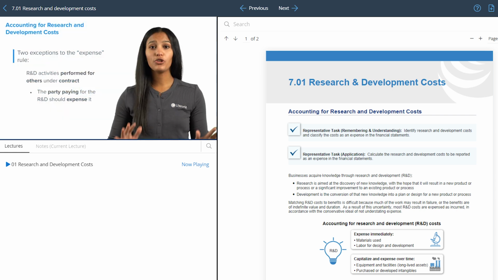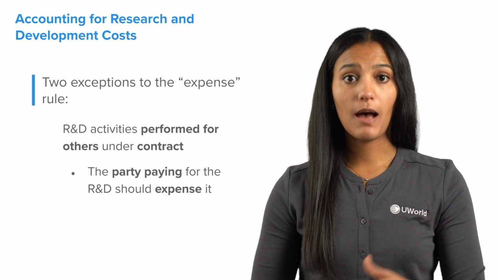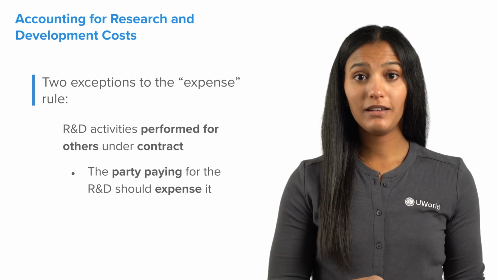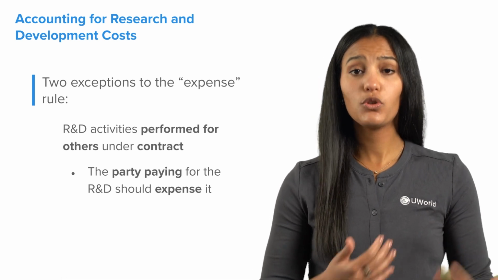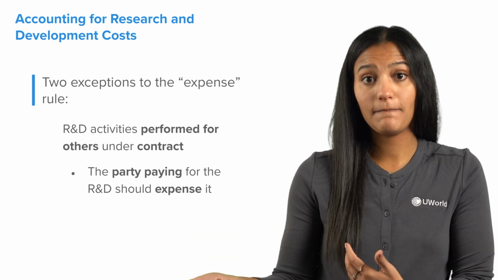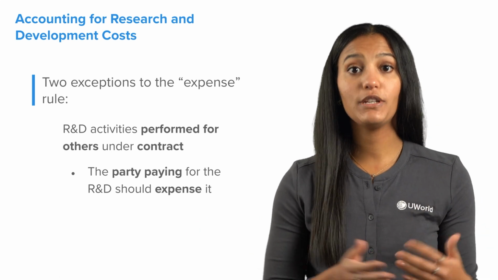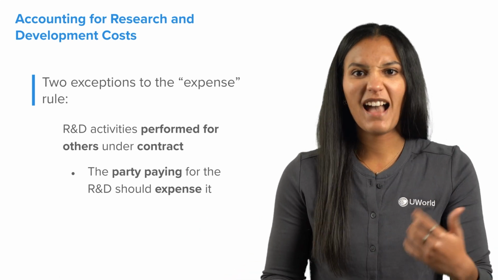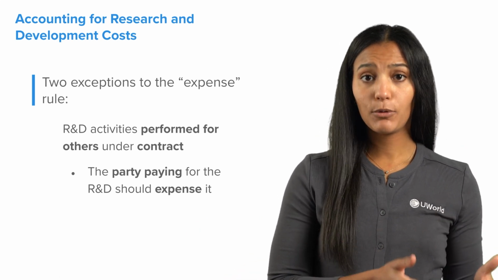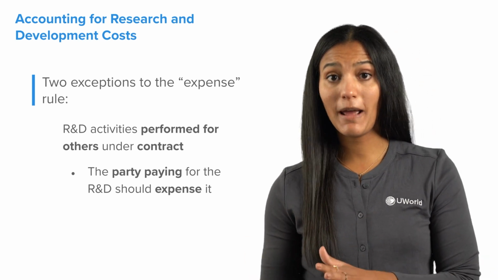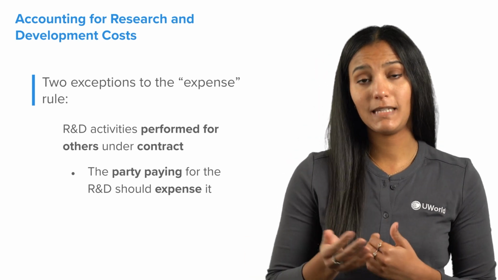Now, this is not in your notes, but I do want to provide you with some extra color. So let's say a mom and pop shop wants to roll out a new product line, but they don't have the resources themselves to effectively perform the research behind it. So they hire a big company to research for them and agree to pay them X amount for it. Although Big is performing the research, Mom and Pop are paying for it, so Mom and Pop would expense it.